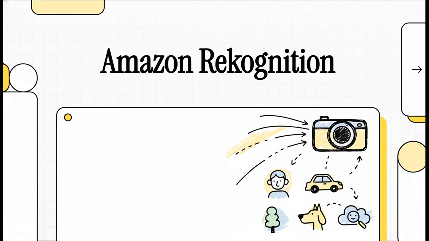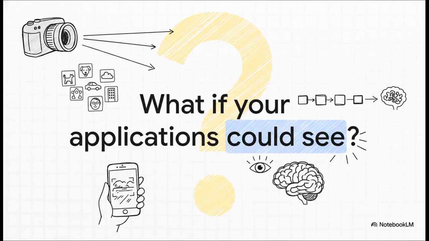All right, today we're diving into something seriously cool, a tool that literally gives your applications the power of sight. It's called Amazon Rekognition. We're going to see how you can plug in some incredibly advanced computer vision, and the best part, you don't need a PhD in machine learning to do it. Let's get into it. I mean, really think about that for a second.